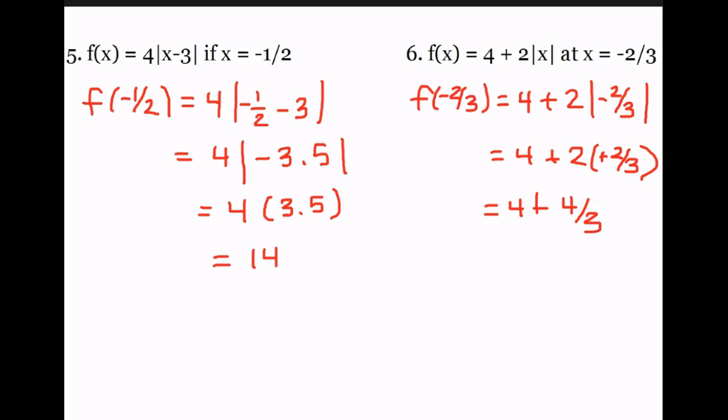I'm looking for a common denominator. So to add 2 numbers like this together, you have to have a common denominator. So we're going to multiply the 4 by 3/3. And then add the 4/3. So you get 16/3.